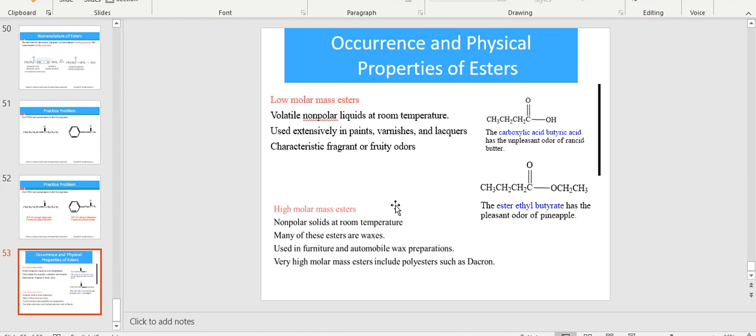Occurrence and physical properties of esters. This one was our lab that we missed, lab 5. Remember I was telling you about the Parmesan cheese lab? And it's all right though. There are lots of good smells, but you guys are pretty good at esters now because you did that lab, which was a lot of work.